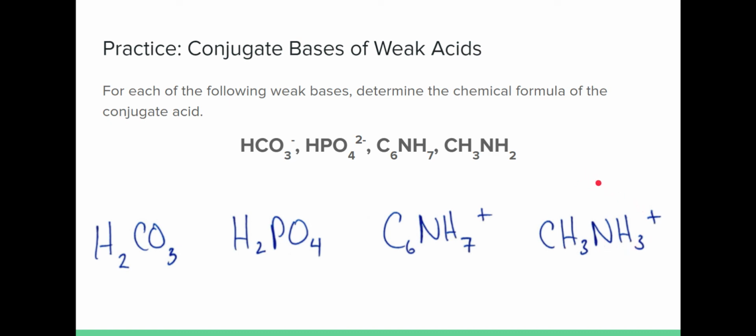That concludes our discussion of conjugate acid-base pairs. Our final topic will be neutralization reactions for acids and bases.